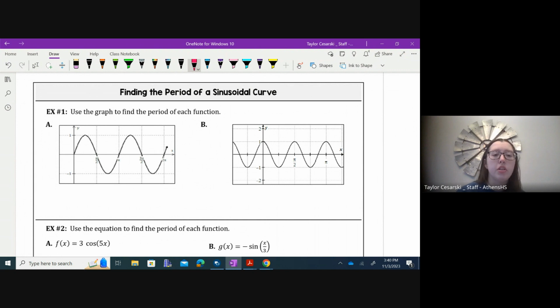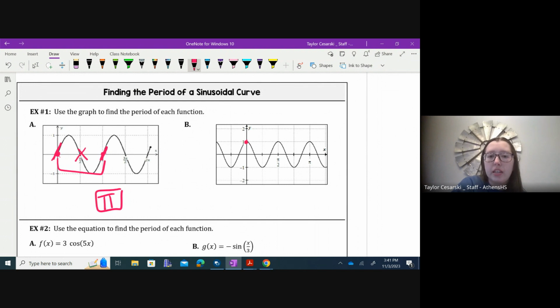A lot of times you can do max to max or min to min. It's a little bit challenging here because my max, the x values aren't labeled. So you can use the x-intercepts. You just have to make sure that it's going in the same direction. In this case, it's increasing and increasing. I don't want to include that point. That's not the period. So in this case, the period is pi. This one I'm going to do max to max, and I see that's pi over 2.